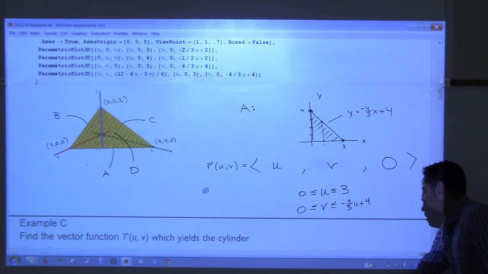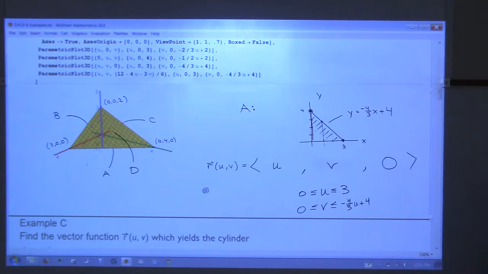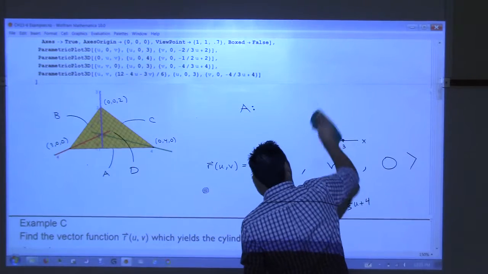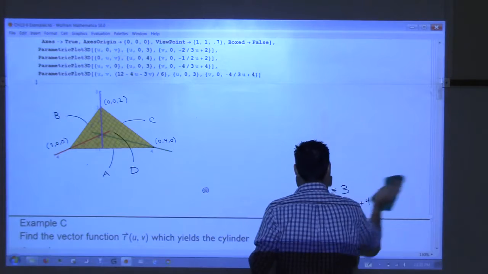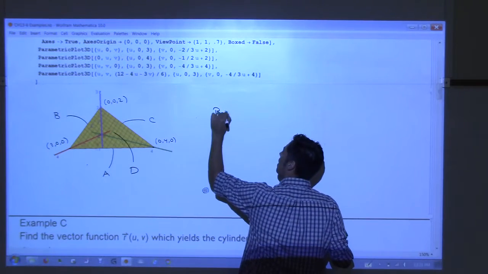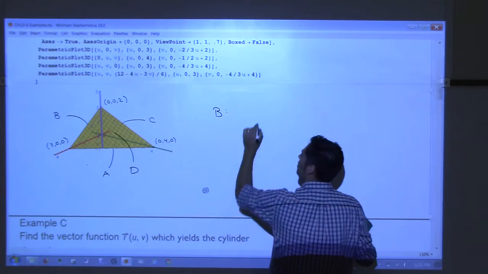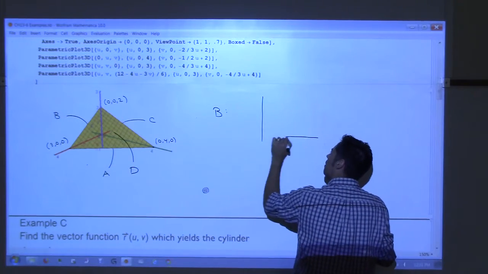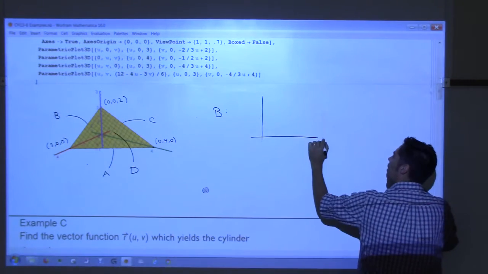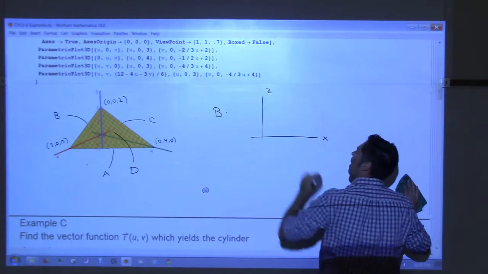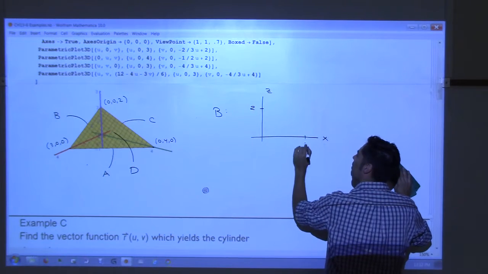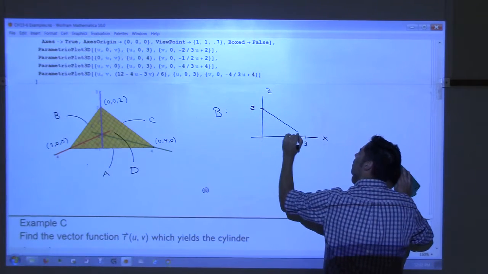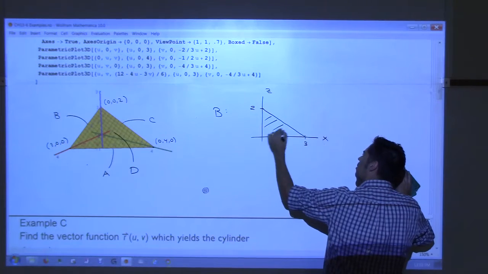That is A. What about B? Let's do B. I only have 10 minutes. So for B, we're on that back side. What are the axes we're dealing with here? XZ, and it is hitting up here at 2 and over here at 3, like that. Trying to get this region here.